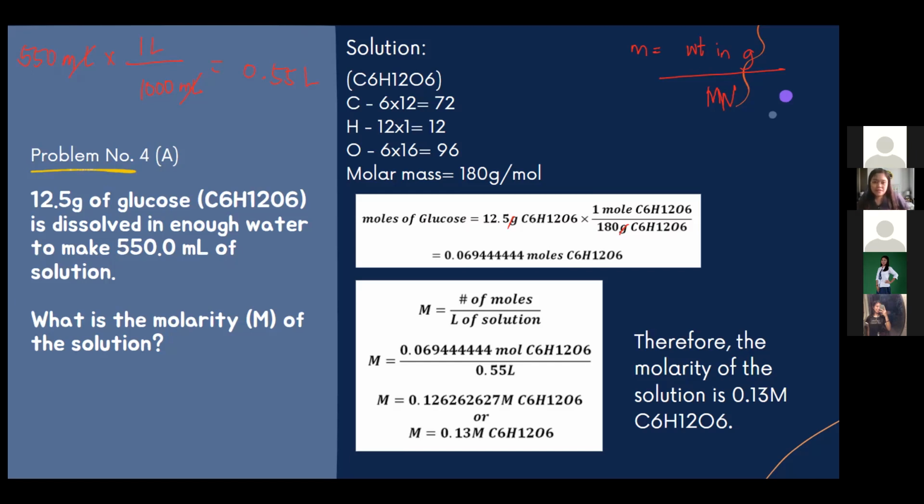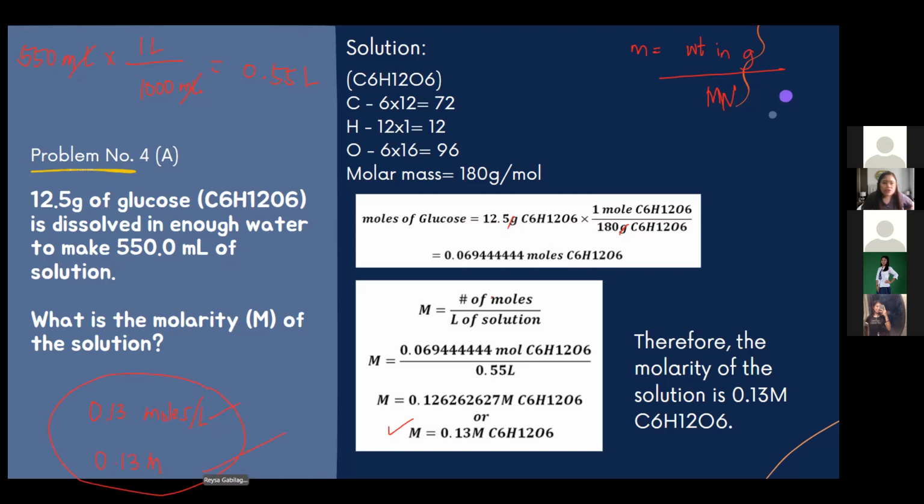So 0.06944444 divided by 0.55 is 0.126262627 molar. But you have to round this off to 2 decimal places. So yes, this is correct: 0.13. You can have 0.13 moles per liter. You can answer like this since it's moles per liter. But moles per liter is equivalent to capital letter M. So either of the two, class, they are both correct.